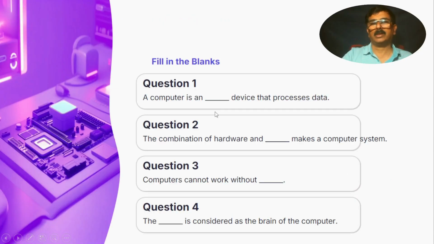And fill in the blank. A computer is a dash device that processes data. A computer is an electronic device that processes the data. Question 2. The combination of hardware and dash makes a computer system. Combination of hardware and software makes a computer system.